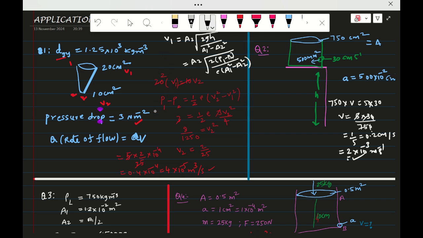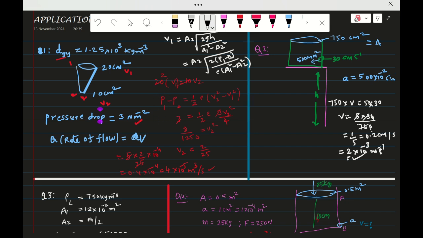Volume flow rate and rate of flow, amount of water, all are the same. AV we have to find out, A1 V1 or A2 V2, that is your case. So all values. According to Bernoulli's, between these 2 points, the pressure difference P1 and P2 is given. When the pressure difference is given, P1 minus P2 is H rho g.